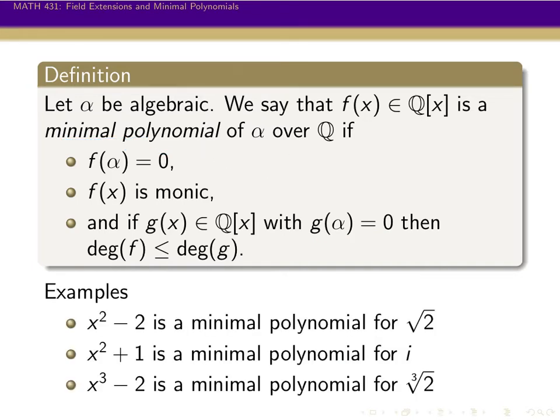So some examples of minimal polynomials. Well, the minimal polynomial for square root of 2 is x squared minus 2.